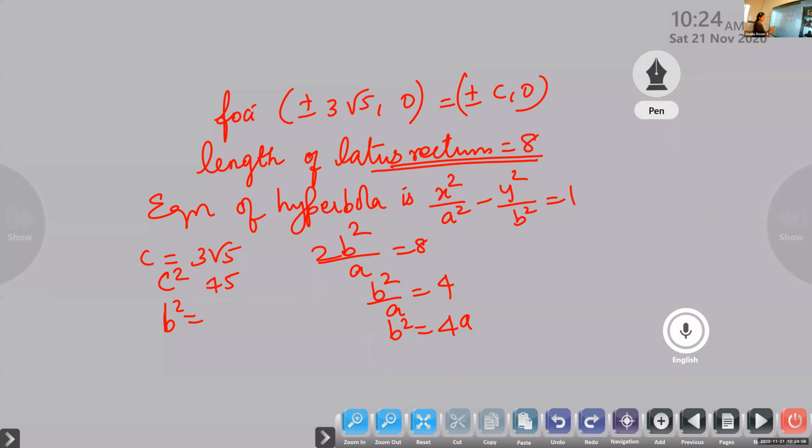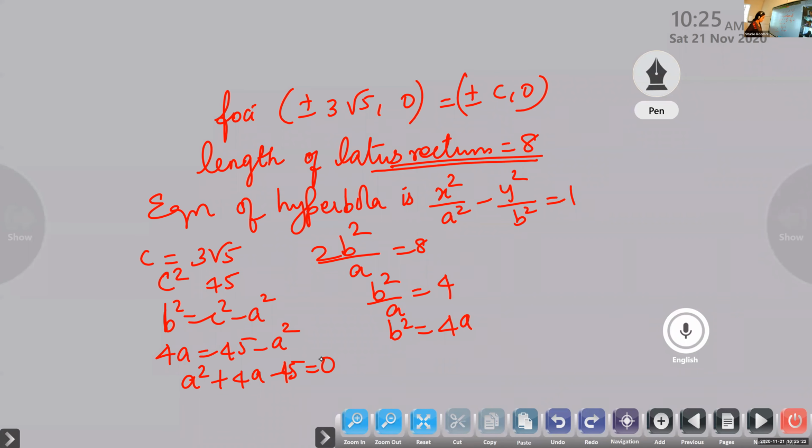So b square is c square minus a square. So b square, which is 4a, is equal to 45 minus a square. If you bring everything here, you get a square plus 4a minus 45 is 0. So you'll get a quadratic. From here solve and find out the value of a.